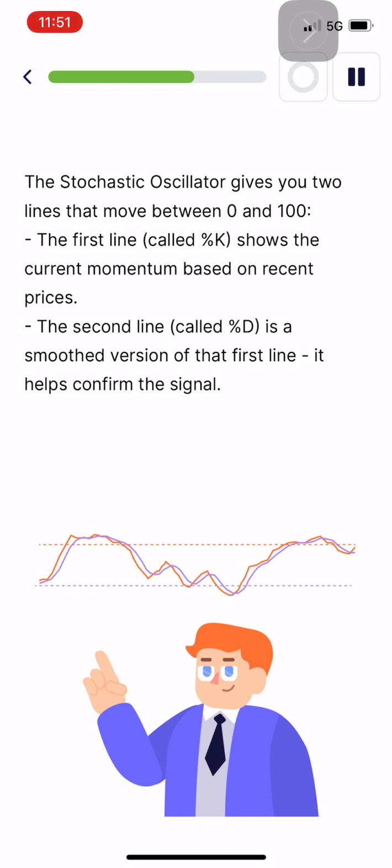The stochastic oscillator gives you two lines that move between 0 and 100. The first line, called %K, shows the current momentum based on recent prices. The second line, called %D, is a smoothed version of that first line. It helps confirm the signal.